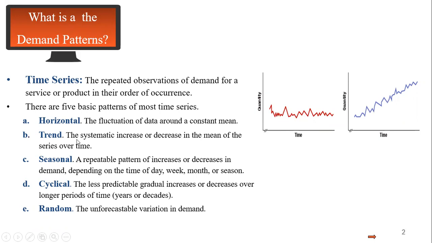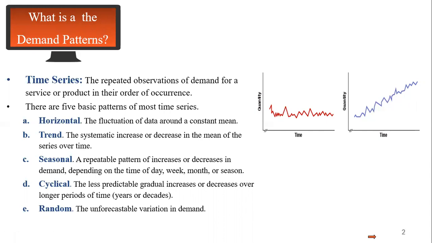The second type is the trend. What do we mean by the trend? The trend means that the data that you gathered before is increasing in time, so this is called a positive trend. Or vice versa, the product was highly demanded and then it started to drop, which is a decreasing trend.